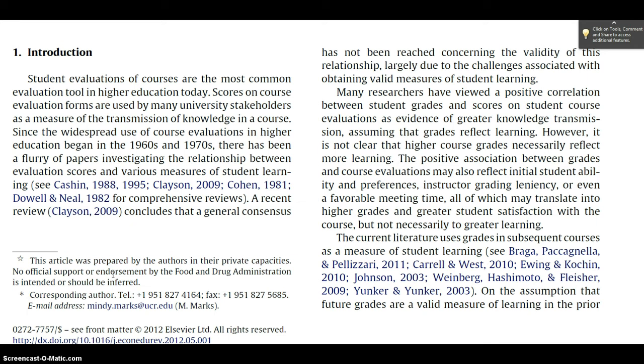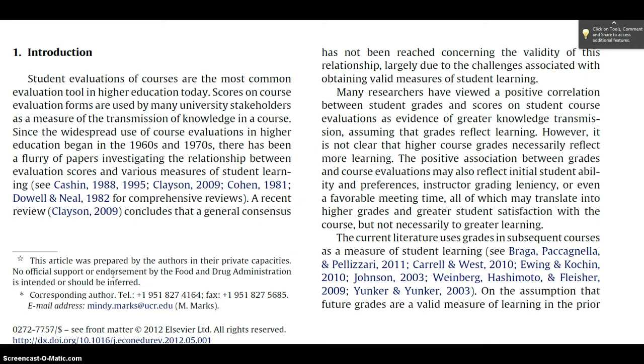So in that sentence, what they're telling us is that although there is all this research out there, what we found is that there's not actually a consensus, there's not agreement about whether course evaluations actually are valid measures of student learning. And this is in large part because it's difficult to determine that relationship. There are a lot of challenges to it.